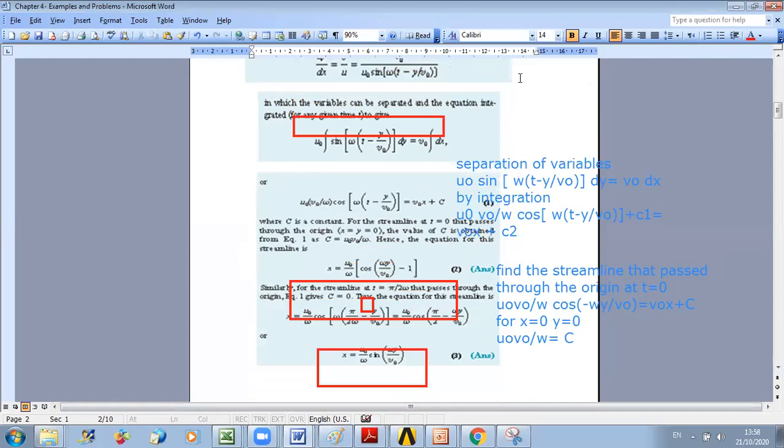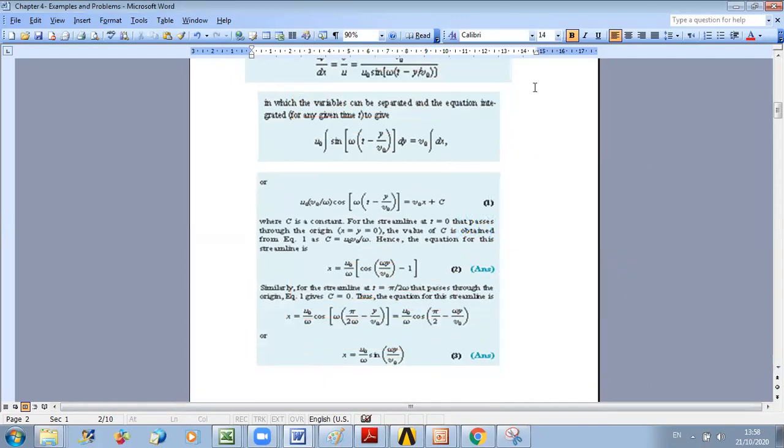We put u0 v0 over w equals c. You want to find what is the constant c. To find the constant c, we set x equals 0, y equals 0. You replace it in the equation and you are done.